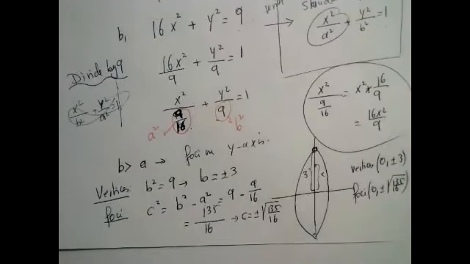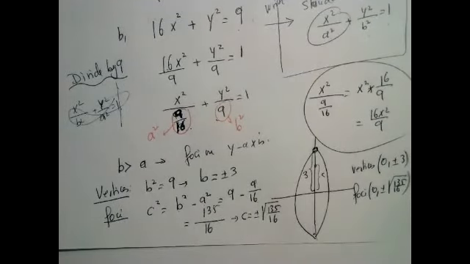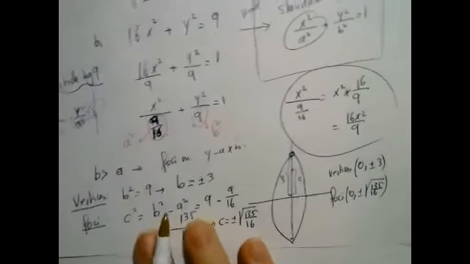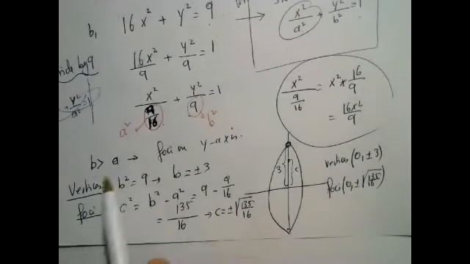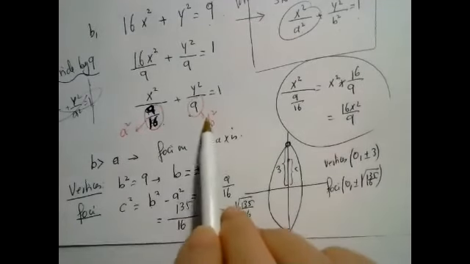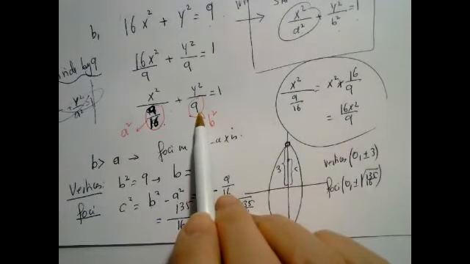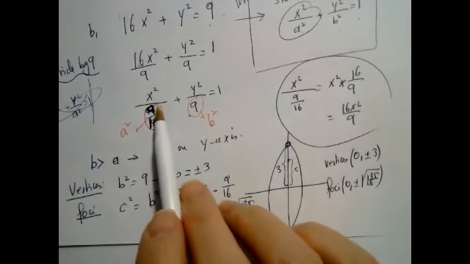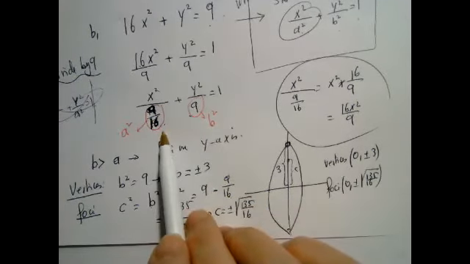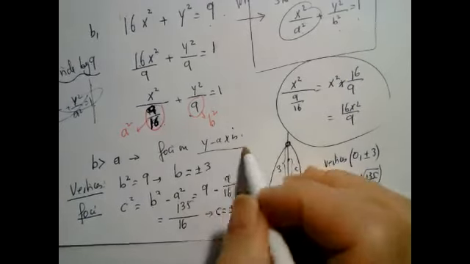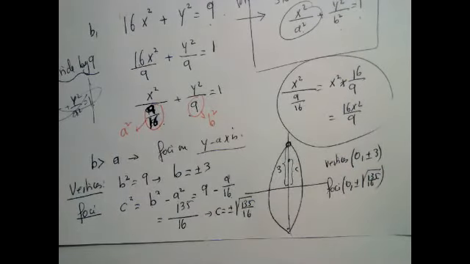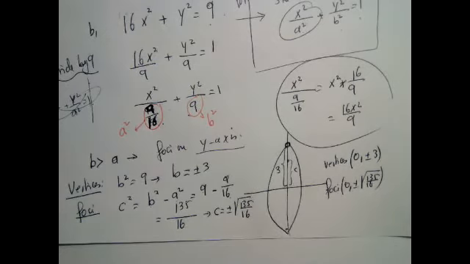Wouldn't the foci be plus or minus the square root of 135 over 16 and 0? No, they're on the y-axis. When b is bigger than a, b here is 3, right? Yes. And a is 3/4. If b is bigger than a, then the foci will be on the y-axis. Oh, okay. All right. Sorry about that. No problem.